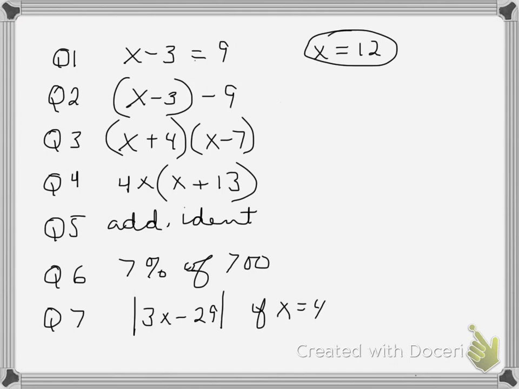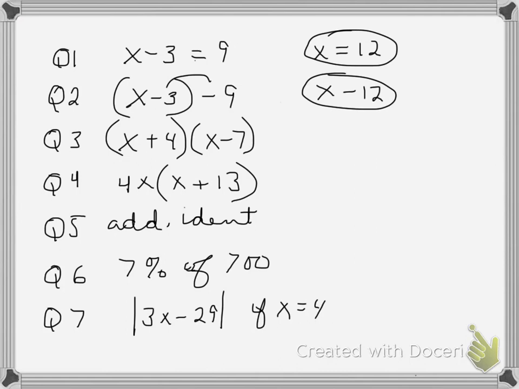Next, we cannot solve this, so all we could do is simplify the expression. We cannot solve it because there's no equal sign, but we can combine our constants, and so -3 and -9 is -12. And that's all we can do there. Notice the difference between those two questions.